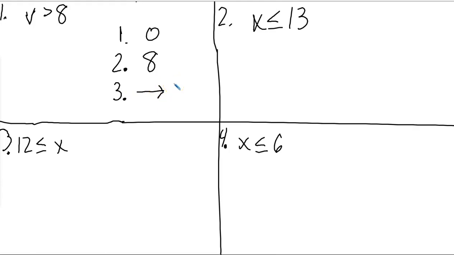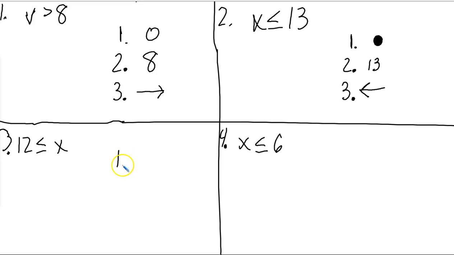Number 2, step 1, open or closed dot. This is less than or equal to, I see the line, therefore I know it's a closed dot. Number 2. What number is it going to be plotted on? 13. It's right there for you. And then number 3. Which way is the arrow going? Well, the variable is on the left, and the sign is pointing to the left, so my arrow will go to the left. It's not very hard once you get the hang of it.